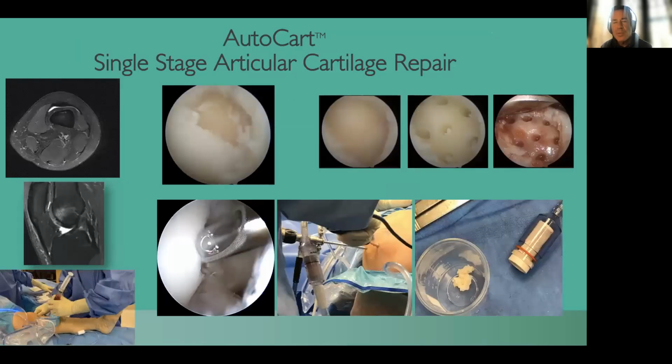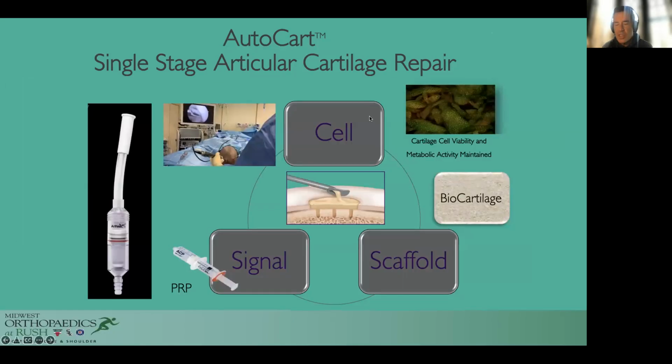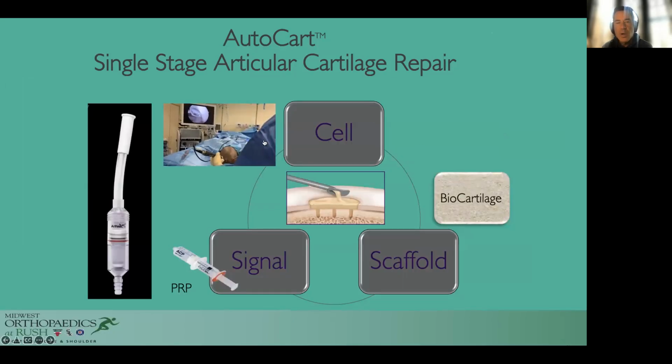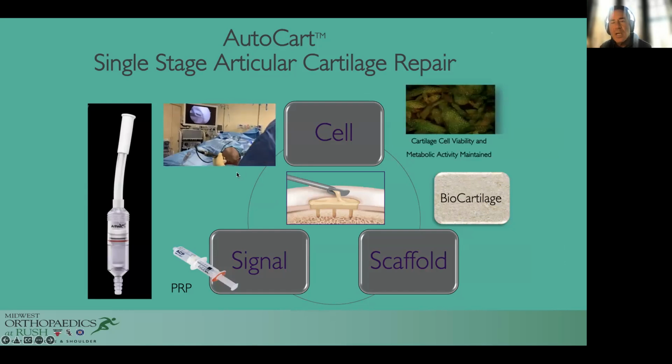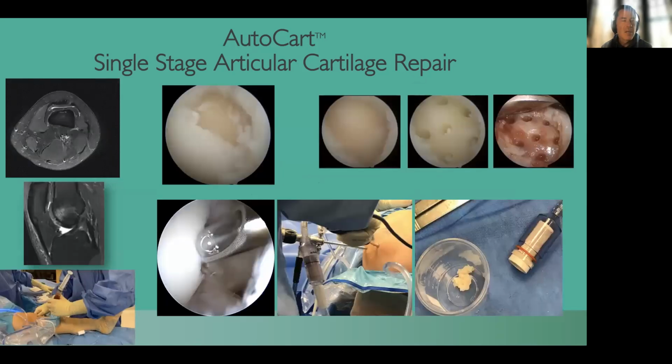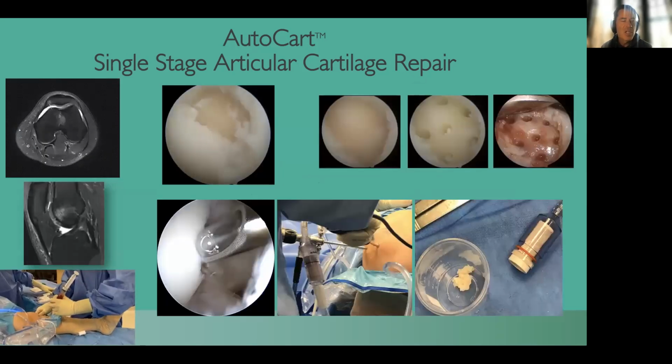This is another example of using Autocart. Autocart essentially is taking autologous cartilage from the intercondylar notch as a source of cells and maybe matrix, adding a scaffold such as BioCartilage or allogeneic collagen, and a signal such as PRP or bone marrow aspirate. So this is basically a way to augment the typical scaffold-induced marrow stimulation technique. So this is a case example of a defect seen in the trochlea.